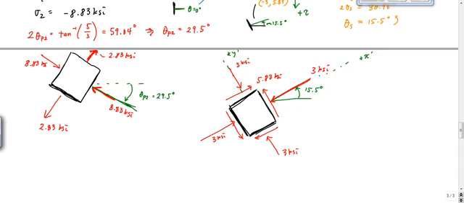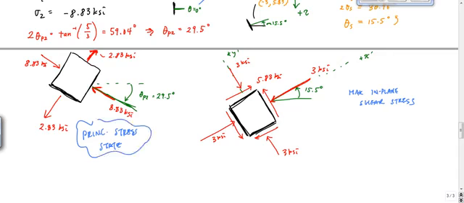This would be the max in-plane shear stress. Okay? And this would be my principal stress from before. And the more you do it, the faster you get, and the easier it gets. Okay? All right.